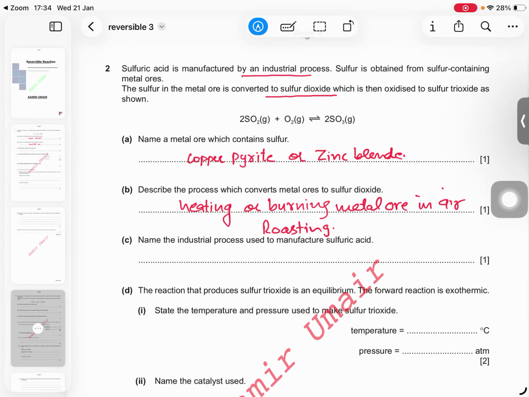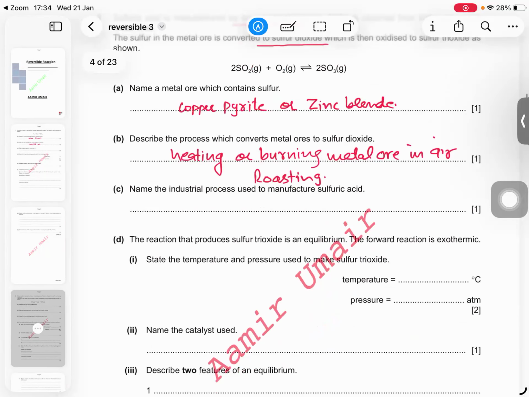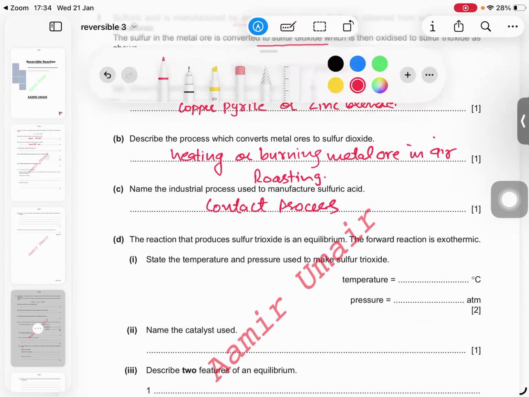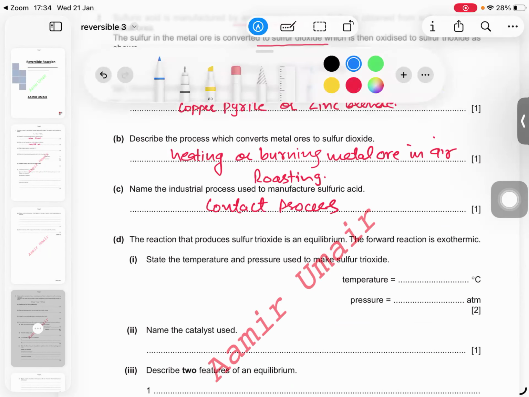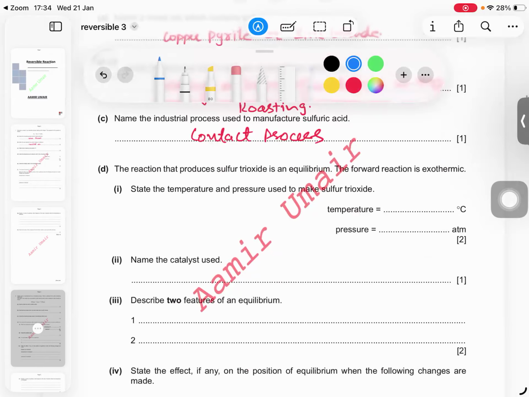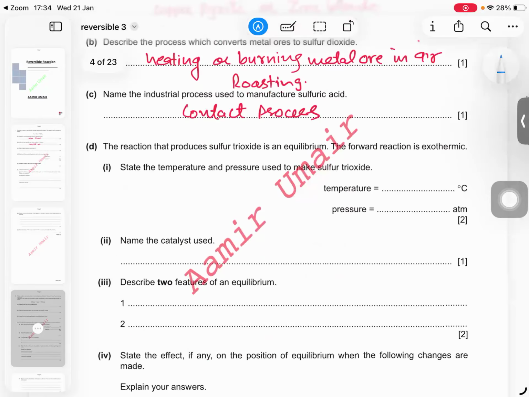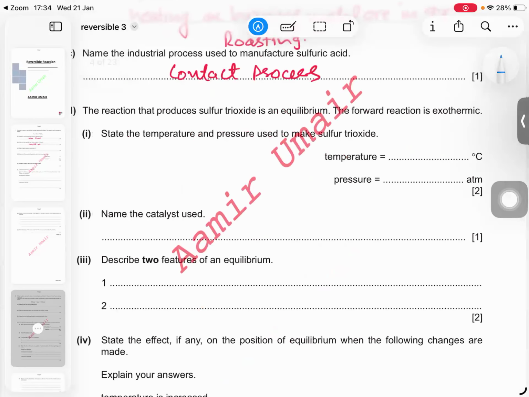Okay. Name the industrial process used to manufacture sulfuric acid. Yes, contact process. You have to write contact process. What next? Here is the reaction that produces sulfur trioxide. Forward reaction is exothermic. State the temperature and pressure used to make sulfur trioxide.